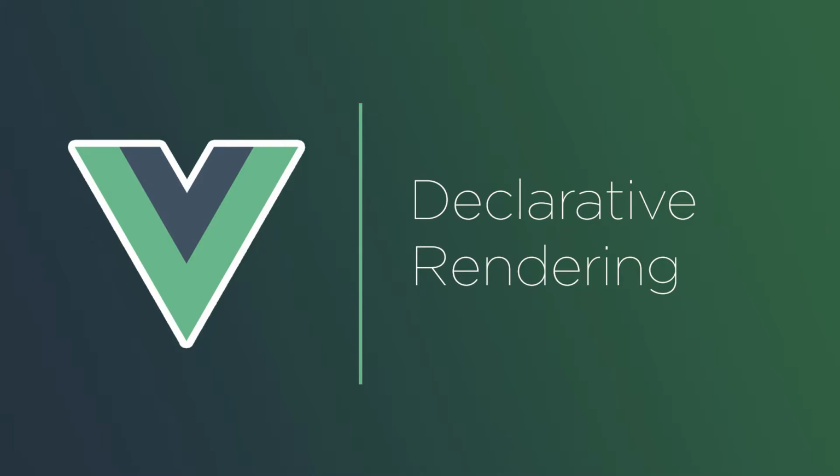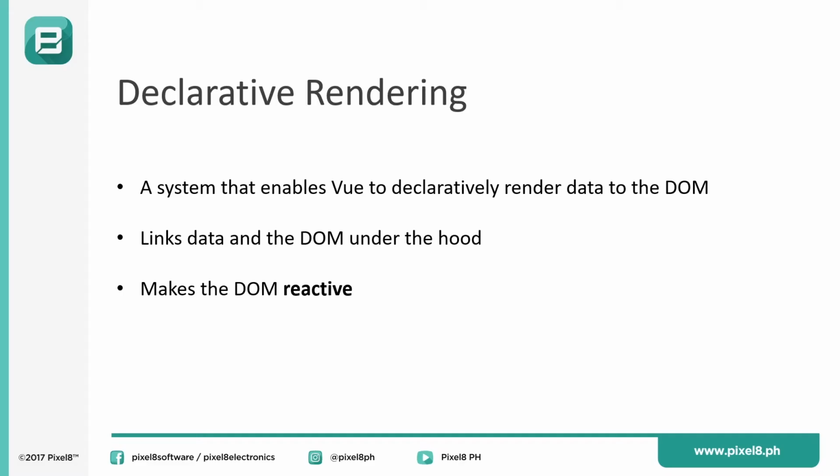So, what do you mean by declarative rendering? Because basically Vue uses that term a lot. So what is declarative rendering? Declarative rendering is a system that enables Vue to declaratively render data to the DOM, meaning it links your data and the DOM under the hood, therefore making the DOM reactive. So what do you mean by that?